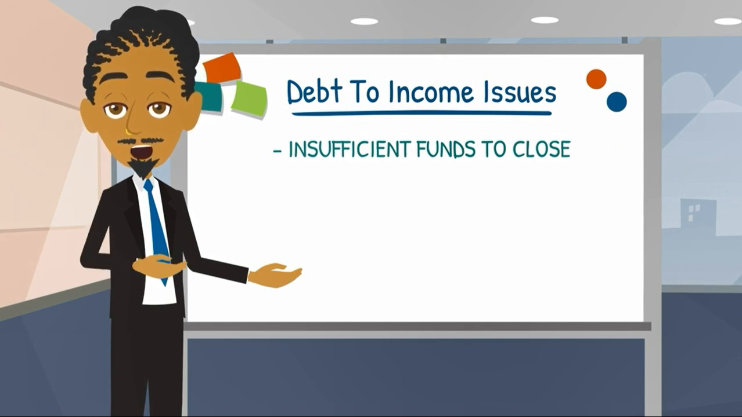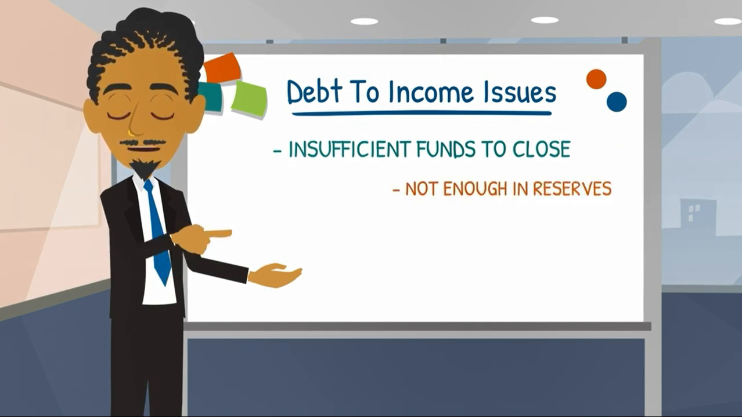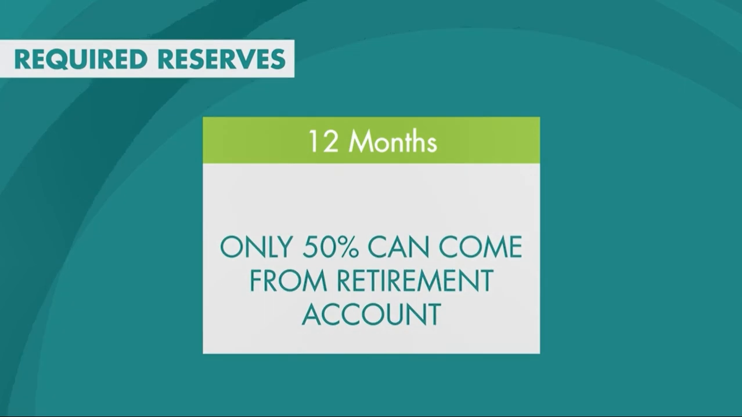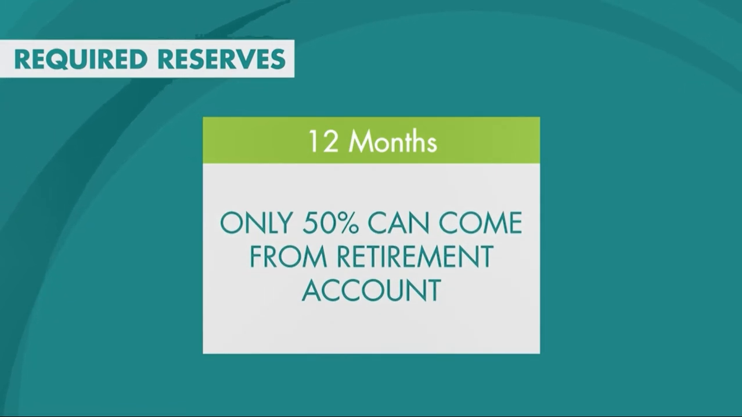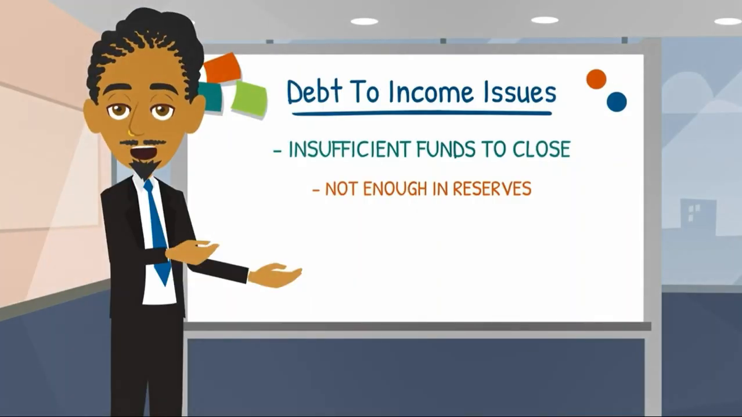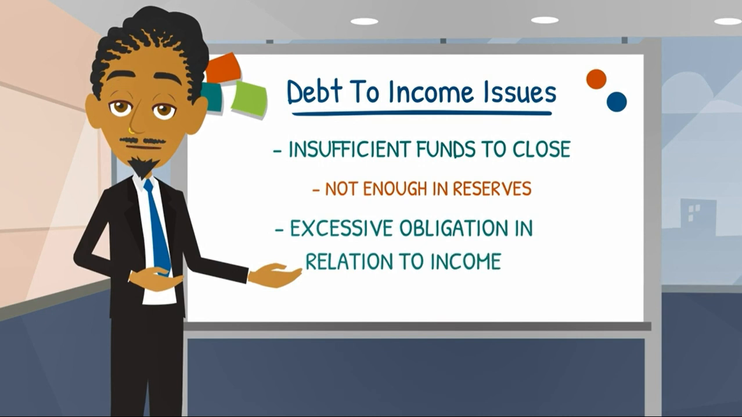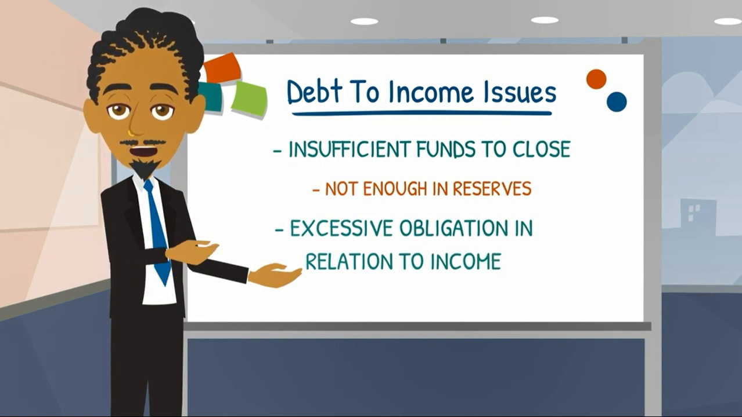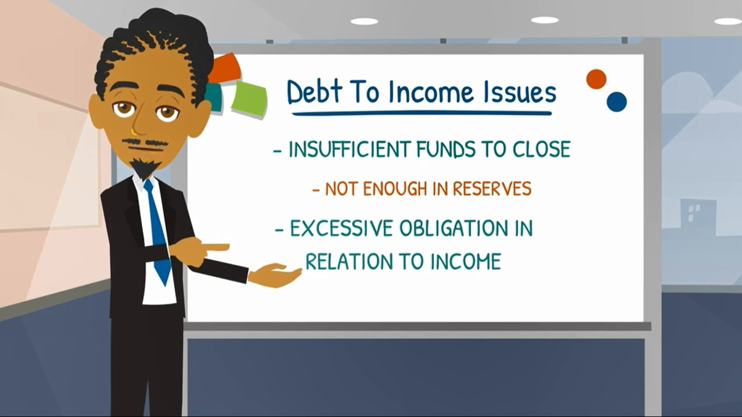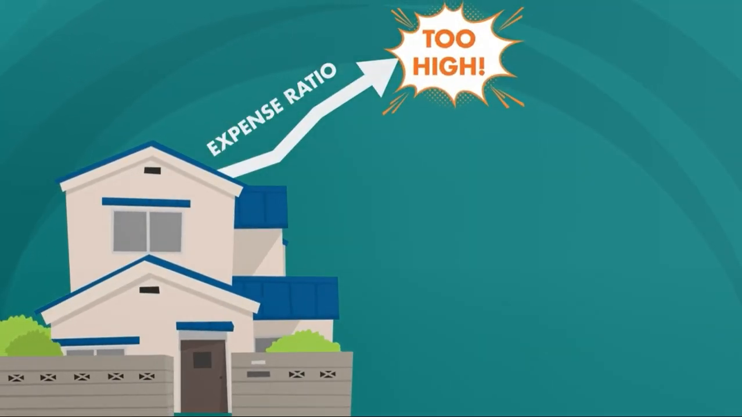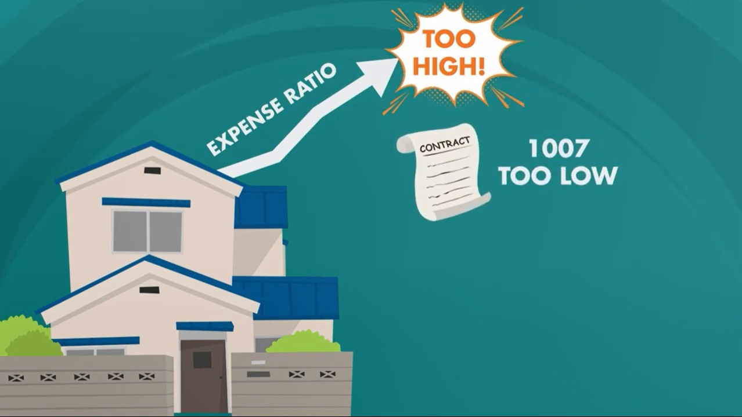For investor flex loans, the borrower is responsible for having 12 months of reserves, and only 50% of that can come from retirement accounts. Another denial reason that investor flex has in common with bank statement loans is excessive obligations in relation to income. However, for investor flex loans, this type of denial has to do with the expense ratio for the subject property being too high. Normally caused by the 1007 coming in low or not including an expense like HOA dues, taxes, or insurance.